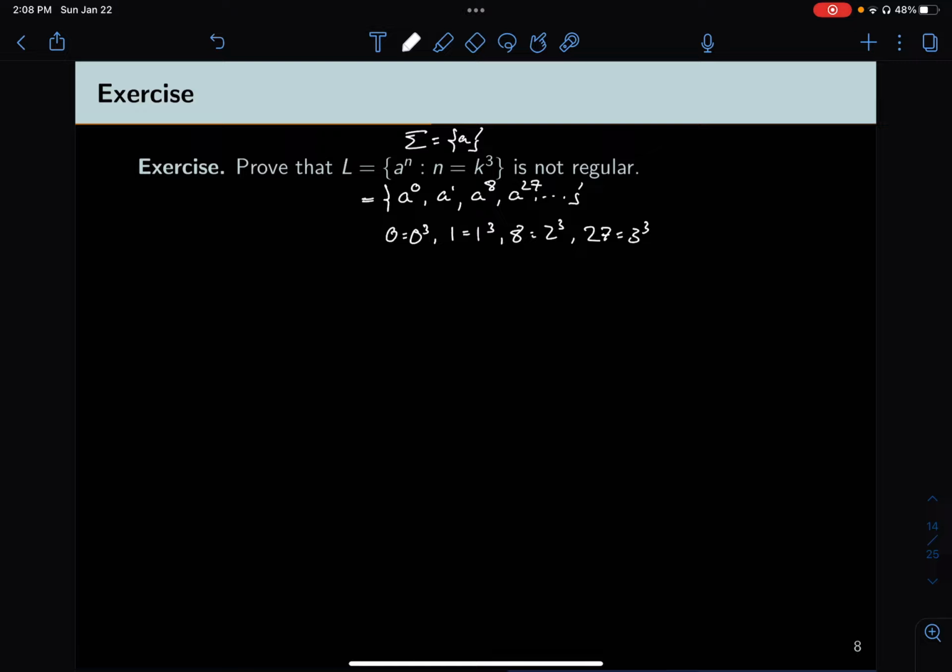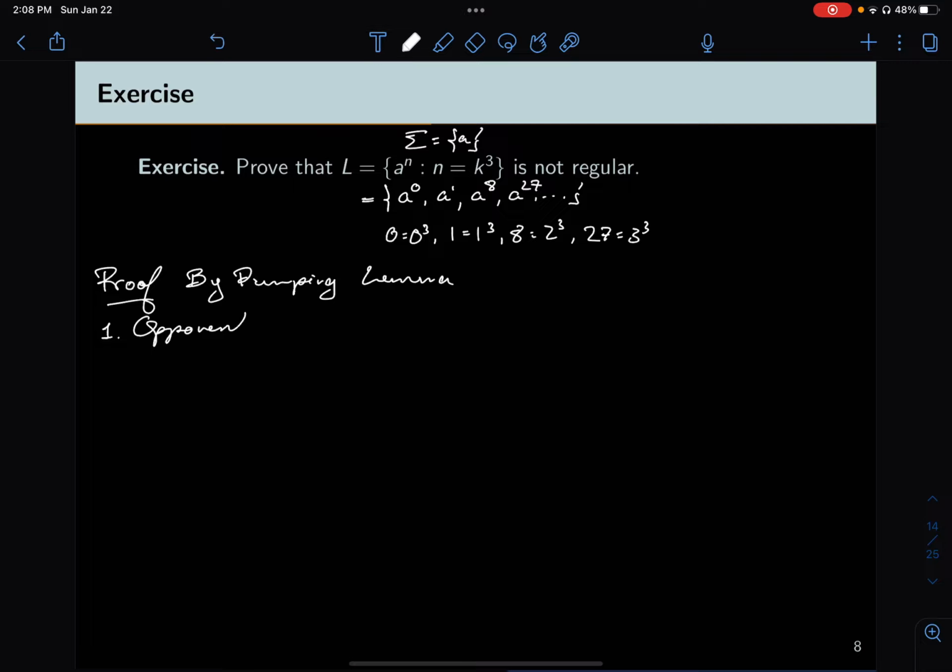And so how do we prove this? Well, one way to prove this is using the pumping lemma. So that's what we're going to do here. The proof is going to be by the pumping lemma. That means that we're going to play a game against an opponent. Our opponent will pick some arbitrary m, which is an integer that is strictly positive. We have no idea what m is.